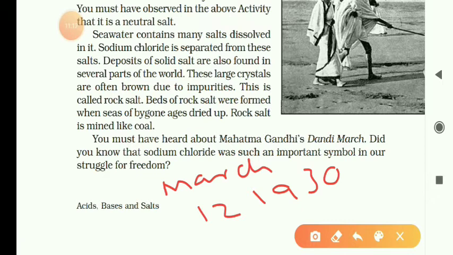See, due to the Salt Act, Indians were not able to sell salt independently, and the poor were not able to afford to buy it, and people were not allowed to make salt even for domestic use. Then Mahatma Gandhiji started the Dandi March. So at that time sodium chloride was an important symbol for the struggle for freedom.